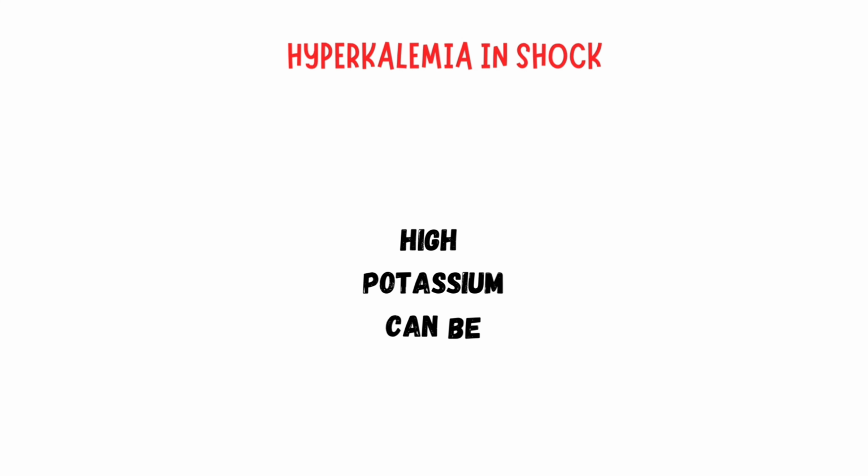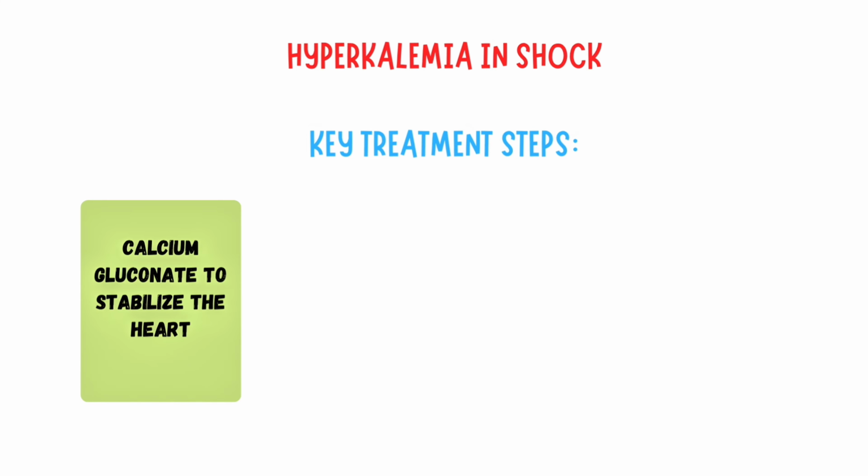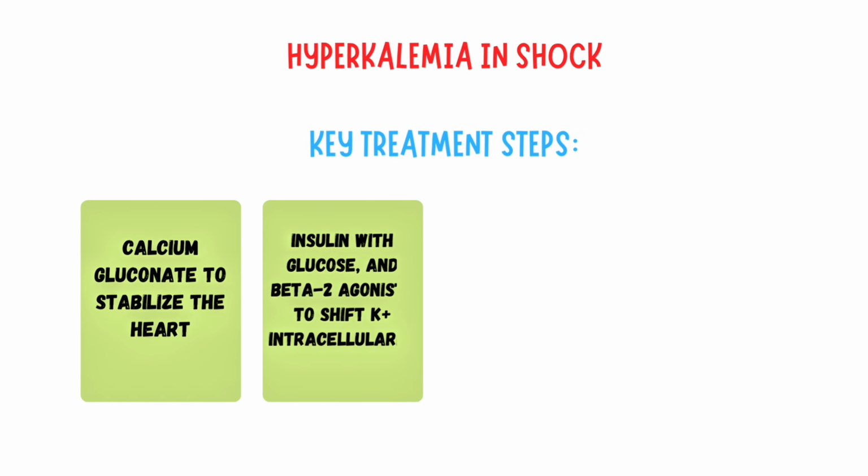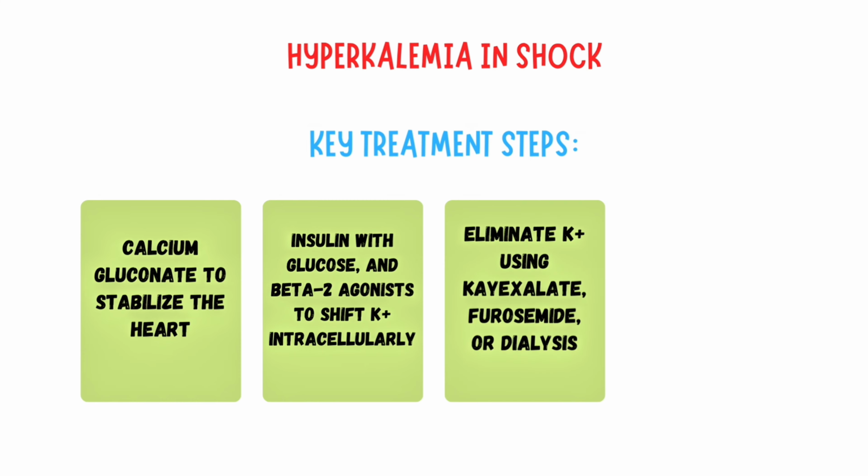Now, let's learn about hyperkalemia and shock. High potassium can be dangerous. The key treatment: first of all, we should give calcium gluconate to stabilize the heart. Second, there is a lot of extracellular potassium, so we should give insulin with glucose and a beta-2 agonist to shift potassium intracellularly. Third, we can eliminate potassium using K-oxalate, furosemide, or dialysis.